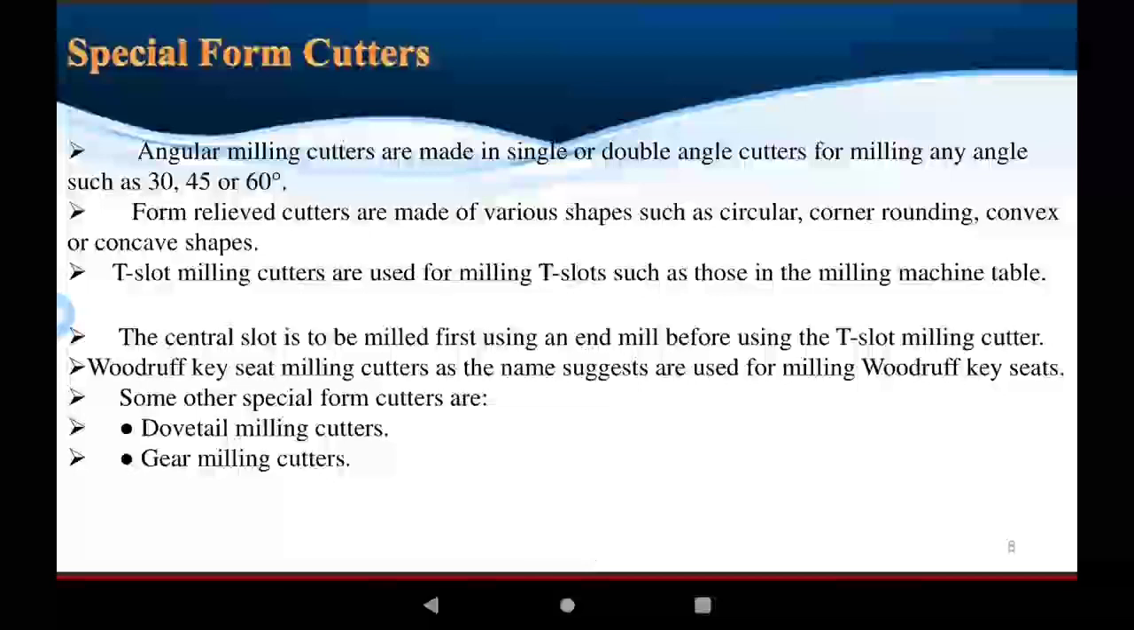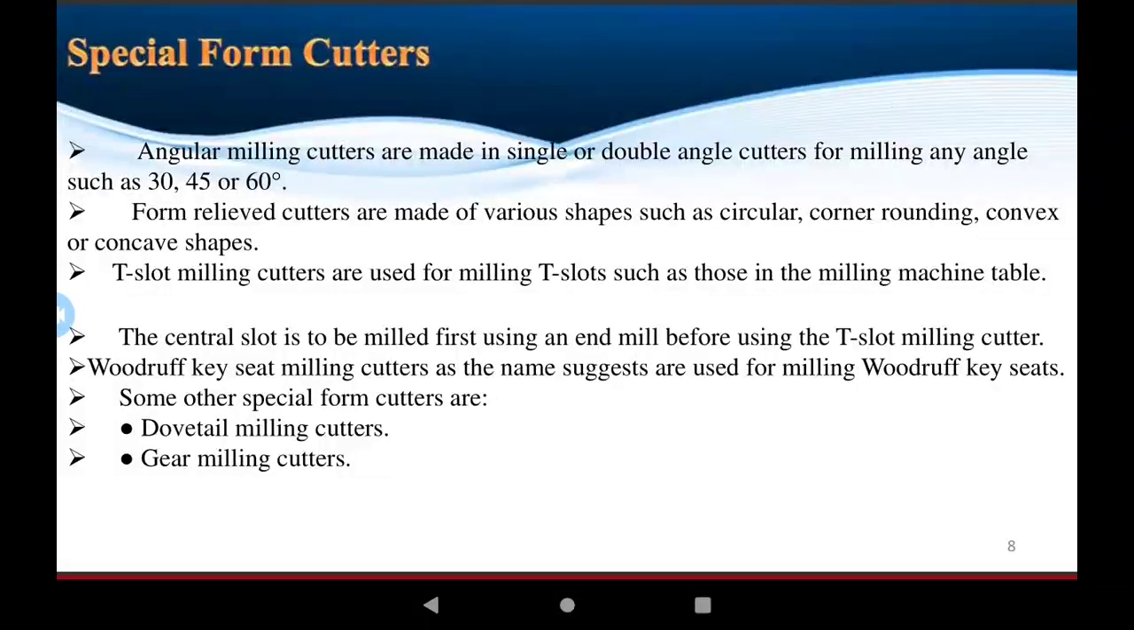The other is the form relieved cutters, which are made for various shapes such as circular, corner rounding, convex, and concave shapes, and these tools perform the operations and are used for cutting metals.